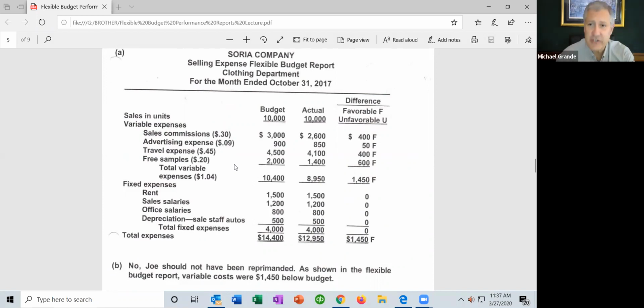So they have the variable cost per unit. Now they can project what the cost should be at the 10,000 unit level. 10,000 units at 30 cents a unit is $3,000. Advertising expense, 10,000 units at 9 cents a unit is $900. See the point?